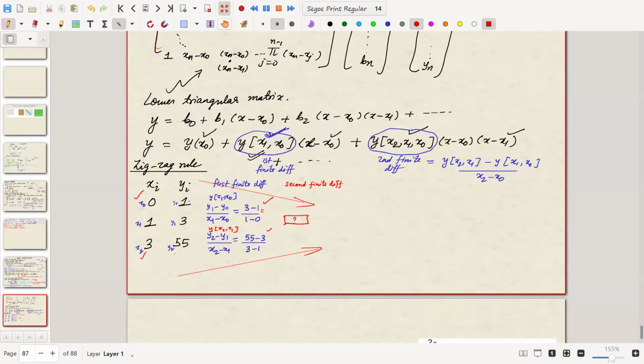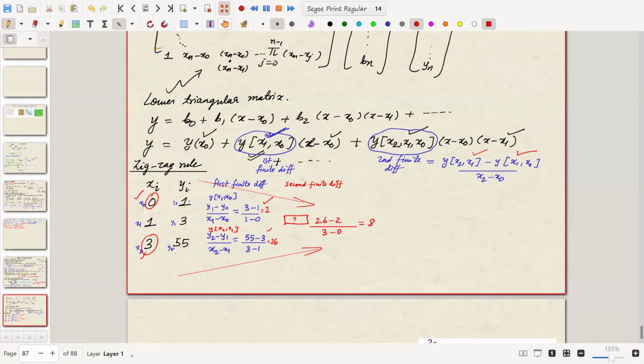What is this? 3, this is 2, this is 26, is it? So second finite difference should be 26 minus 2, because this is y of x2 x1, this is y x1 x0, and you have exactly these quantities on the numerator. So this is 26 minus 2 divided by x2 minus x0, that is 3 minus 0. So it is 8.